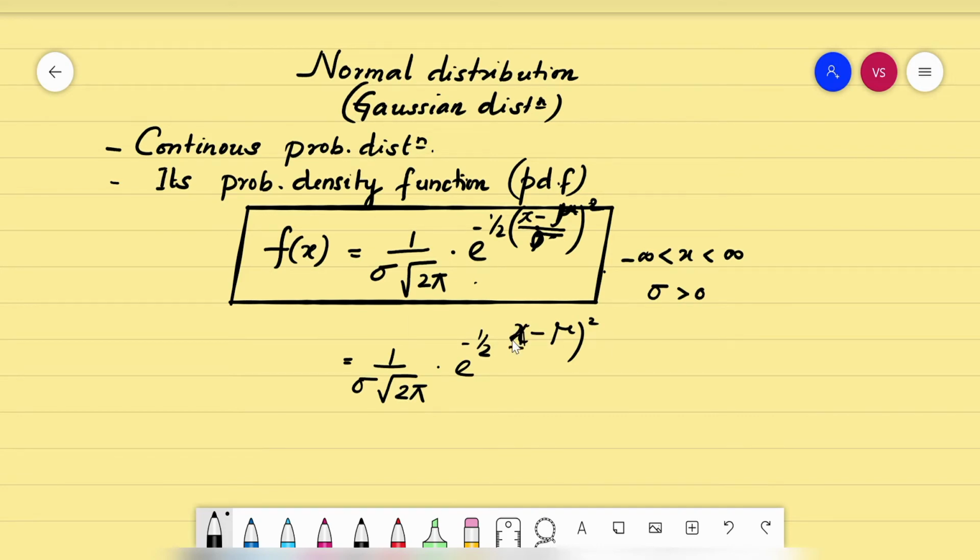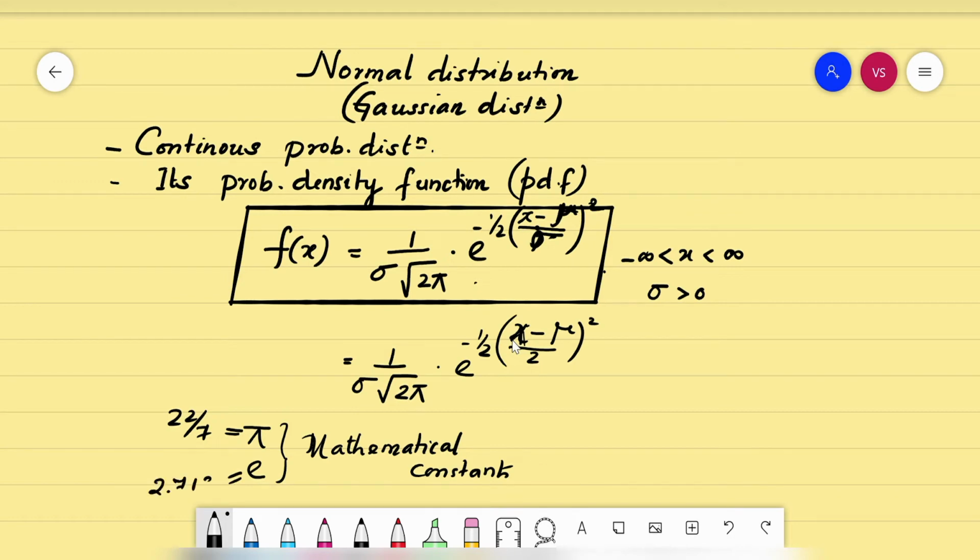x minus mu upon sigma. Now when you see these things, students, there are constants that we come across. One is called pi, and the other one is called e. These are what we call mathematical constants, because they have some value. For pi, it is 22 by 7, you know it. And e is Euler's constant, which has the value 2.718, students. This is Euler's mathematical constant.